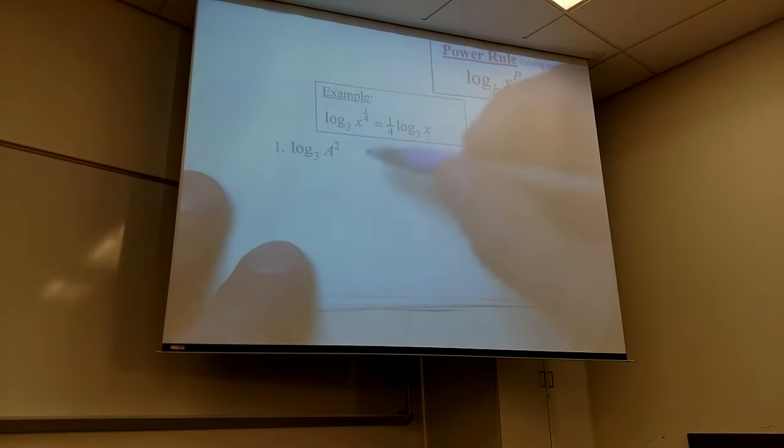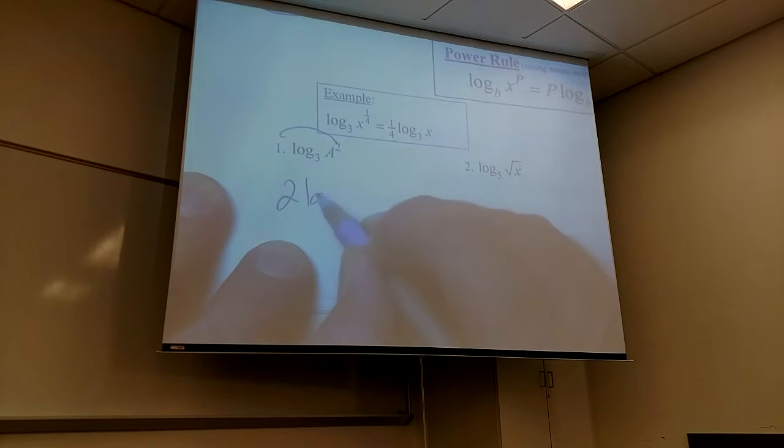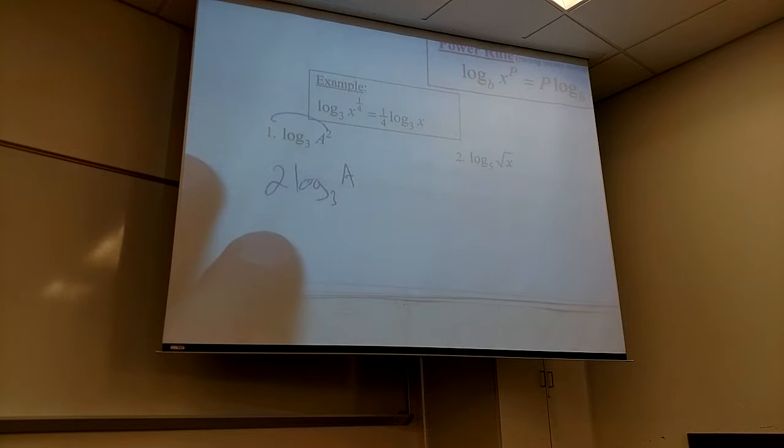So here, the very first one is already written with the inside to a power. So what can I do with that 2? Just take it out front. Bam. I lock it.